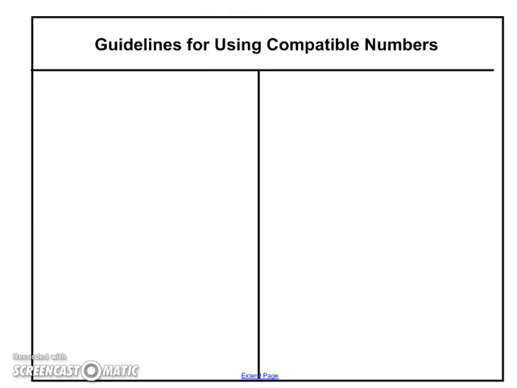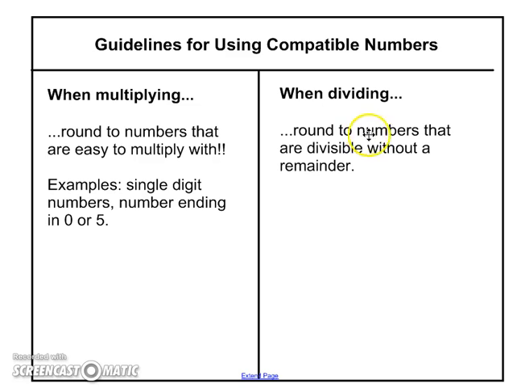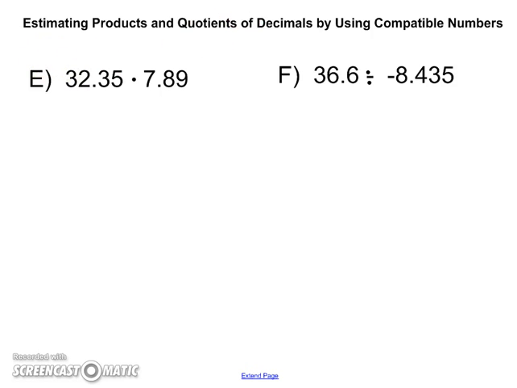Going on to multiplication and division. So these are guidelines for using compatible numbers in multiplication. First of all, round to numbers that are easy to multiply with. And for example, single-digit numbers tend to be easier to multiply with, or numbers that end in 5 and 0. Okay, they're not the only ones, but when dividing, round to numbers that are divisible without a remainder. Okay, so if you can keep these two rules in mind when multiplying and dividing, you will make your estimation lives a whole lot simpler.